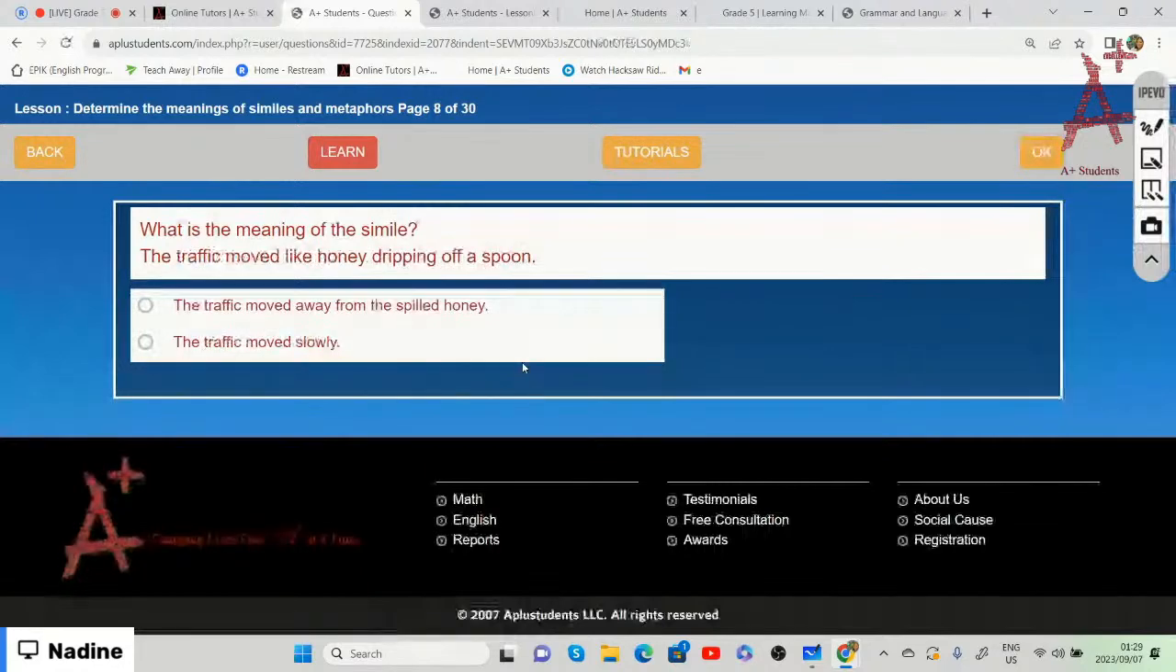The traffic moved like honey dripping off a spoon. Does it mean that the traffic moved away from the spilled honey, or the traffic moved slowly?